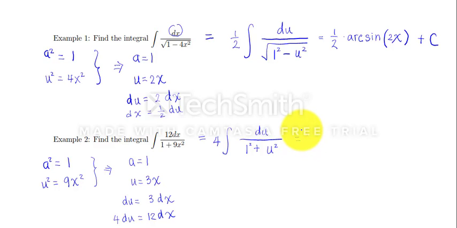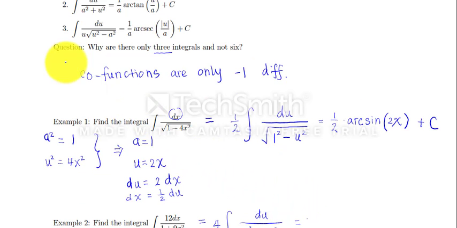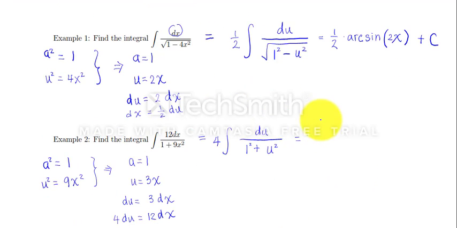So according to the formula right here, we get 1 over a. So our antiderivative is 4 times 1 over a. Since a equals 1, it's just 1. Arc tangent of u, which is 3x, over a, which is 1. So that is our answer for example number 2.